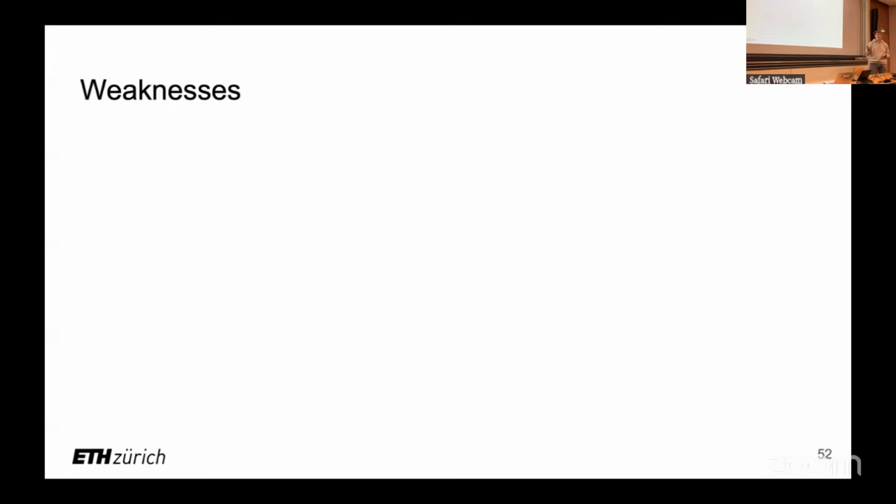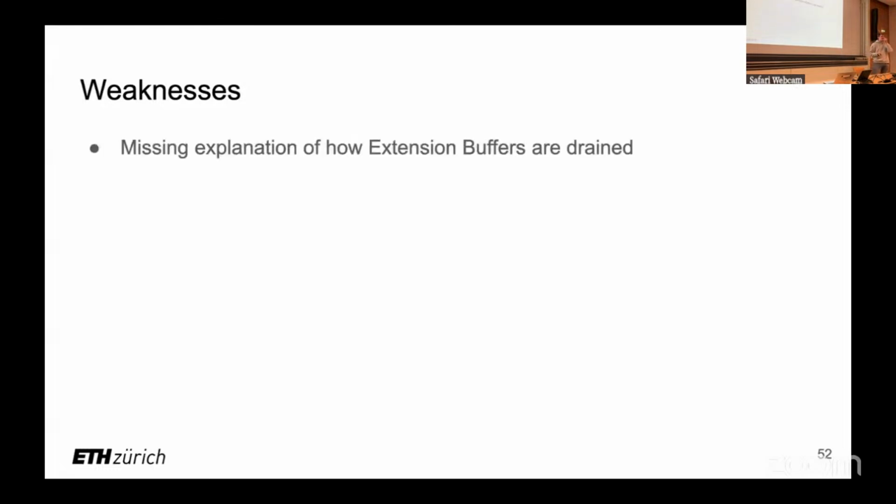However, the paper also has a few weaknesses that I want to highlight. First, you already mentioned it, and I think this is one of the strongest weaknesses: they don't even explain how, after you've stored something into the extension buffer, it gets drained. And not only that, I think this is non-trivial. You have to make some non-trivial design decisions that will impact your performance. So I think this is really a weakness, and they should have detailed how this works.